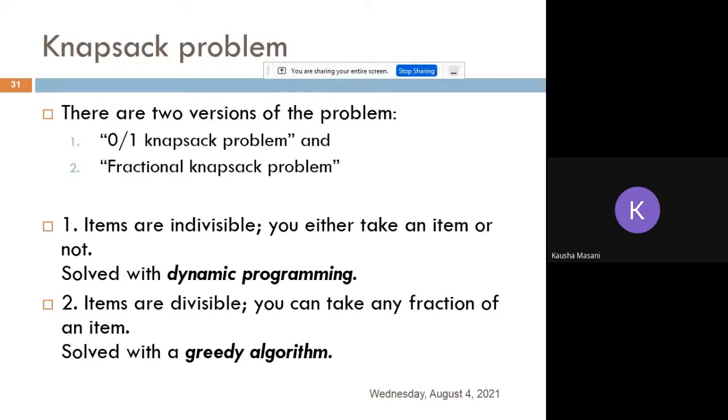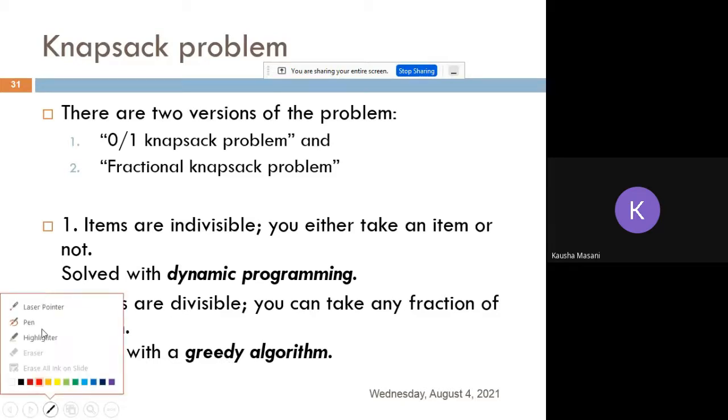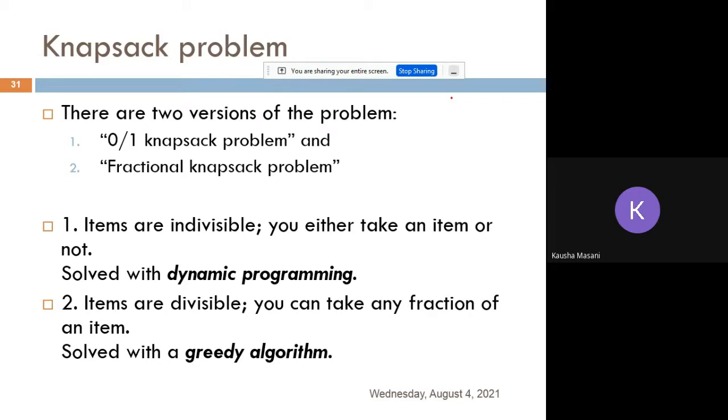Like, for example, let's say I have a bag of 10 kg. So my total W, capital W, is 10 kg. The weights I have, this is my small w, and my small p, or I can say the values.